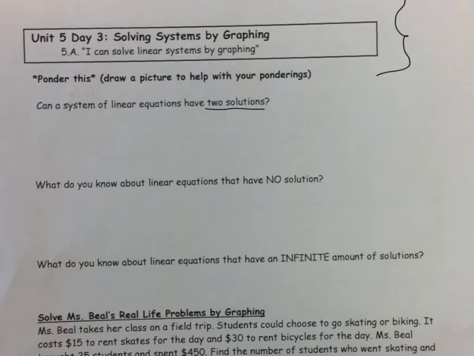As we think about lines, is it possible for lines to intersect in more than one place? Could they wrap back around and intersect in more than one place? I hope you see that the answer is no. They could not have two solutions. No, not two.